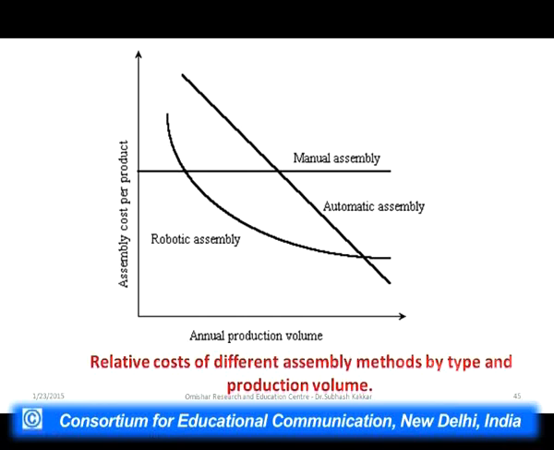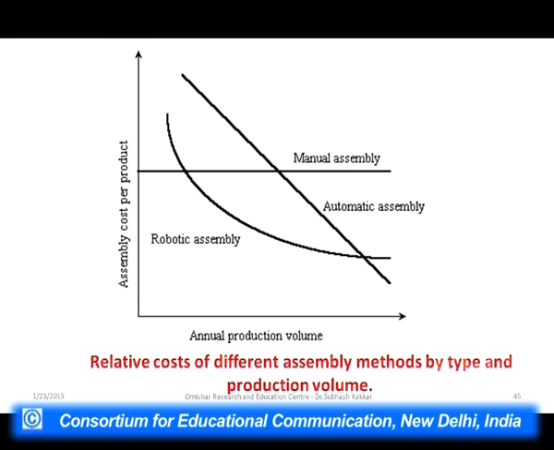And how the costs vary is shown in this slide. On the x-axis, we are showing annual production volume. On the y-axis, the assembly cost per product, meaning per unit product. When it is manual assembly, it is uniform and independent. It is not dependent on the production volume. Whatever the production volume, the assembly cost when it is done manually will remain the same.